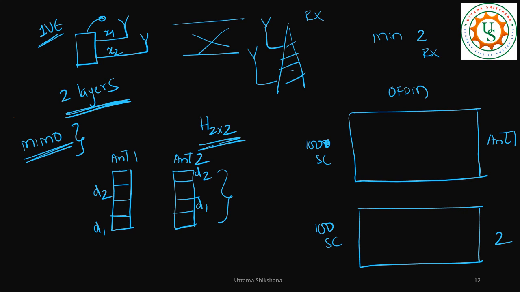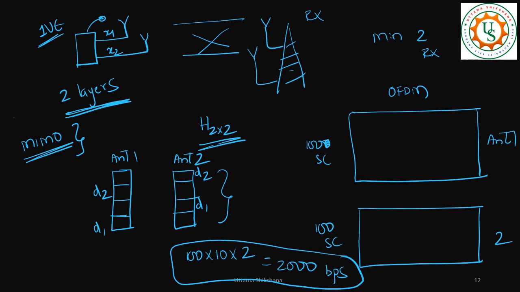So in total, what is my data rate? 100 into 10 into 2 layers, which becomes 2000 bits per second. So compared to the previous case, we have double the data rate, right? In case of two layers.